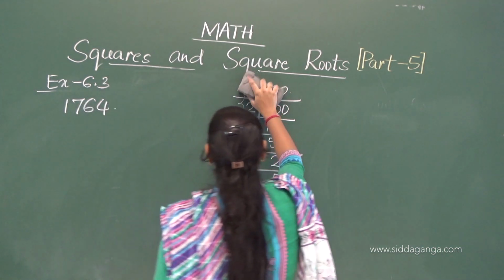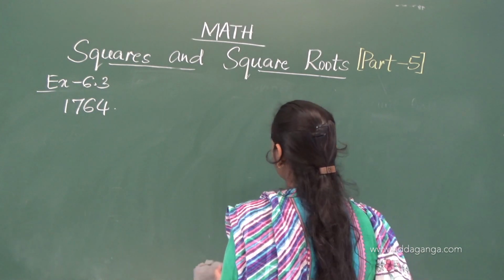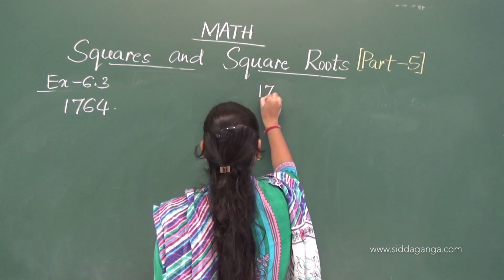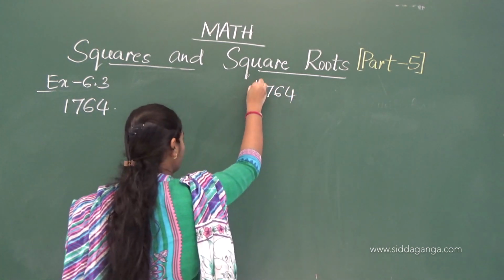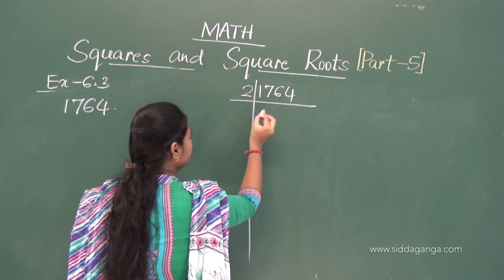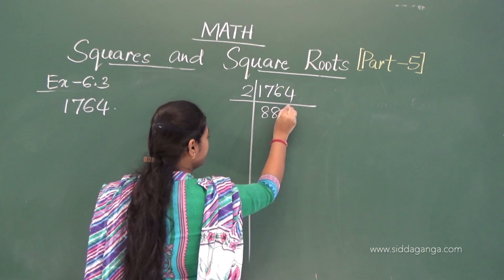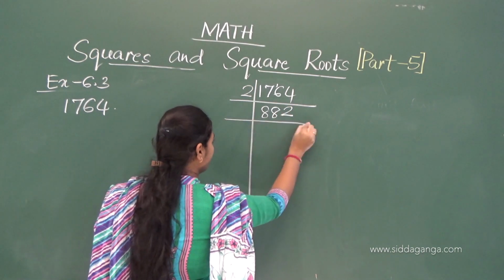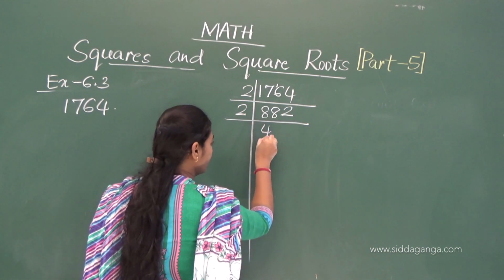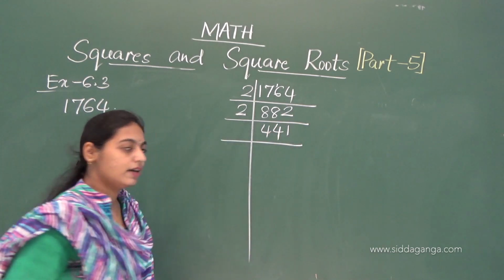Next one is 1764. 1764. 4 is in the units place, so we can divide this by 2. 2 8s are 16, 1. Again 2 8s are 16, 2 2s are 4. Again from 2, 2 4s are 8, 2 4s are 8, 2 1s are 2. 441.